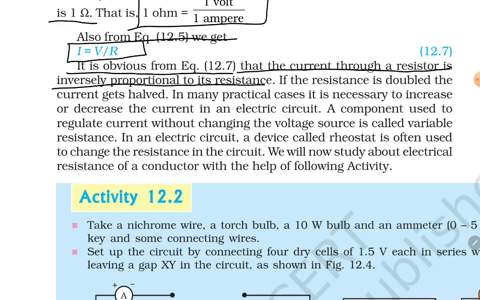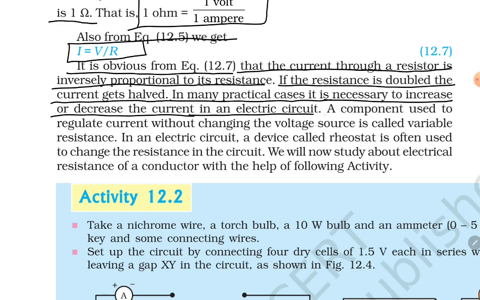It is obvious from equation 12.7, I is equal to V by R, that the current through a resistor is inversely proportional to its resistance. If the resistance is doubled, the current gets halved.